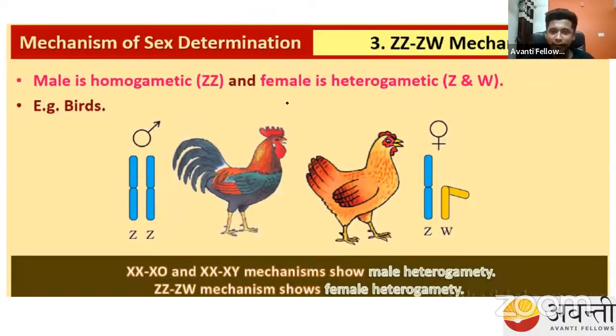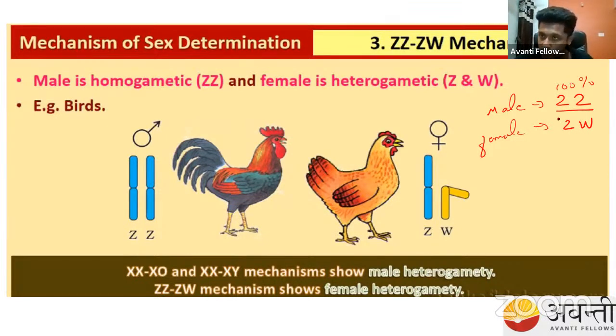Now, an interesting example. In birds, which are a very peculiar example, the male birds have ZZ type of sex chromosomes, like how we had XX in the female. Whereas the female exhibits ZW type of sex chromosomes. That means whenever a male produces gametes, he produces 100% sperms of the same type.